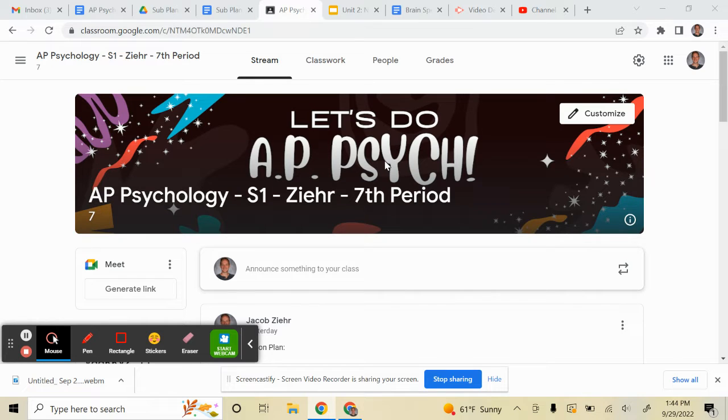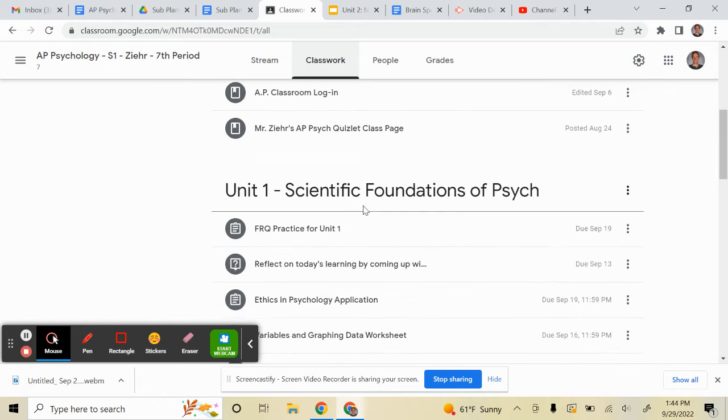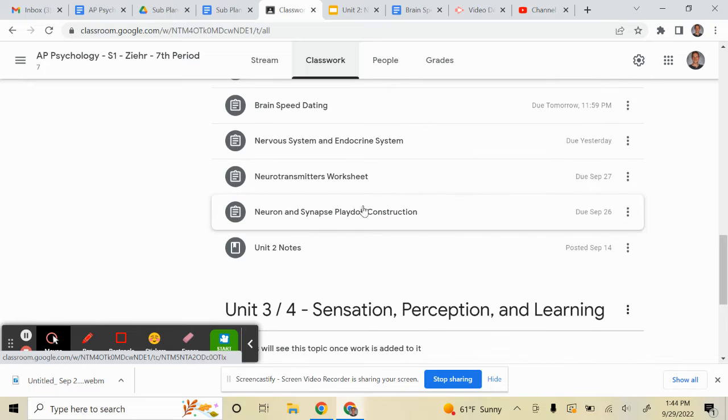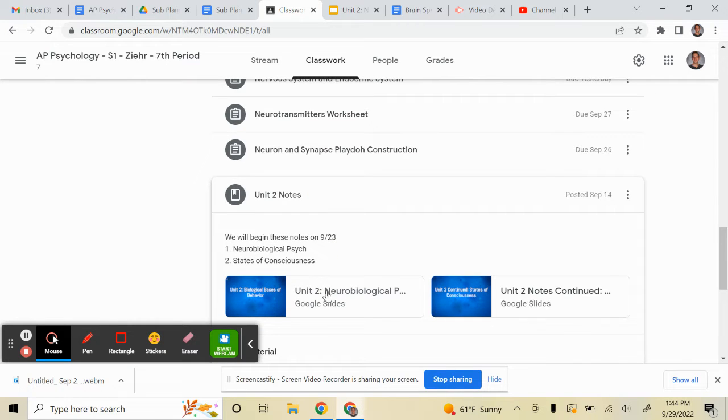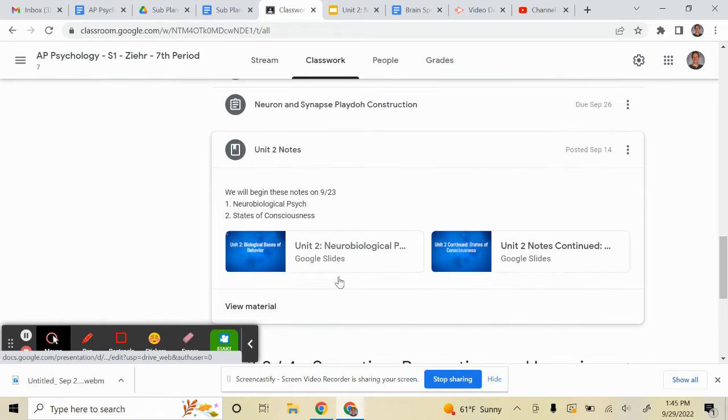Today, we are going to be finishing up our look at neurobiological approaches in the first section of notes. So this will be bringing us to the halfway point of Unit 2. We'll actually be a little bit past the halfway point. There's a little bit more in this first section than there is going to be in the second section. But basically, I'm going to finish up the notes on neurobiological approaches today.